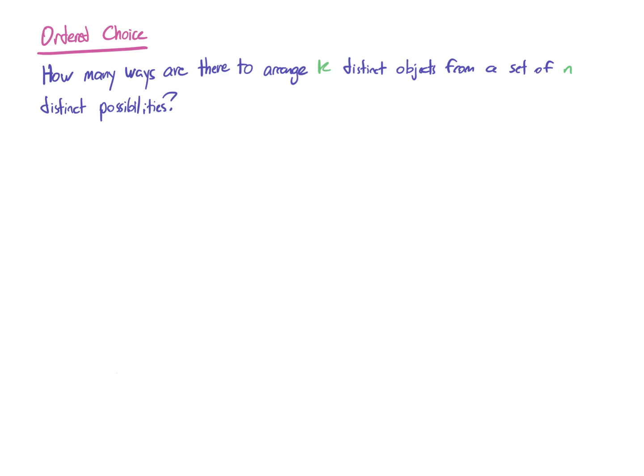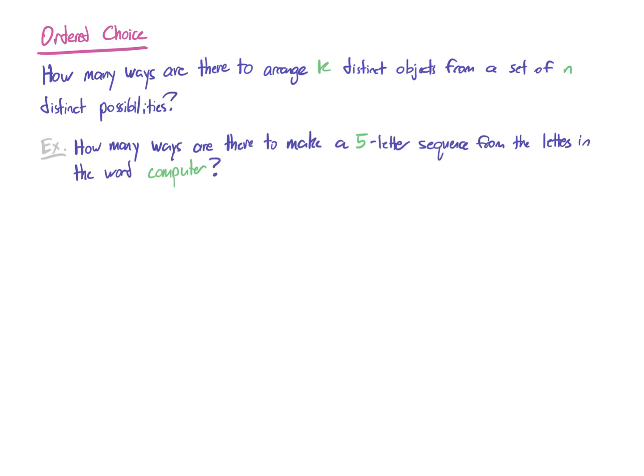So here's an example. How many ways are there to make a 5-letter sequence from the letters in the word computer? So computer has 8 letters. I don't want to rearrange all the letters in computer. I just want to pick 5 of the letters and then arrange them in order. So here's a few examples of such strings. COMPU is one such string with 5 letters.